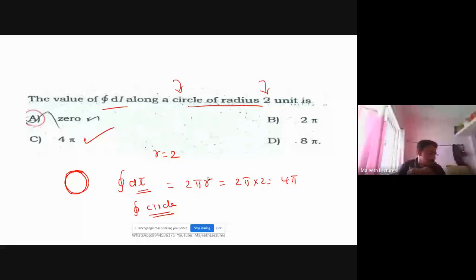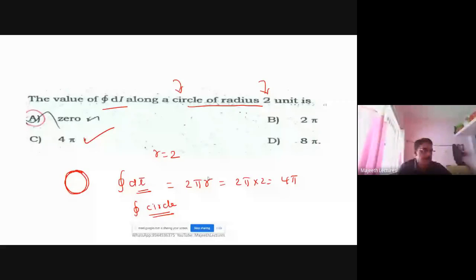So that's all about these mathematical requirements. I hope you understand everything, right? If you have any queries, you can ask anytime. Any questions?